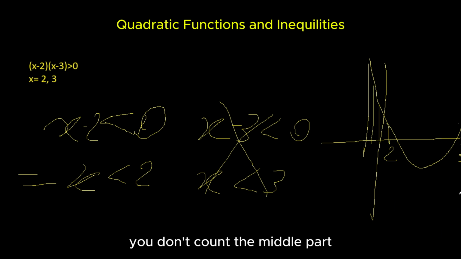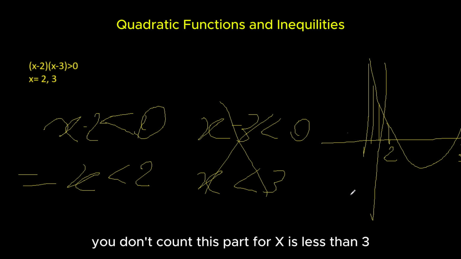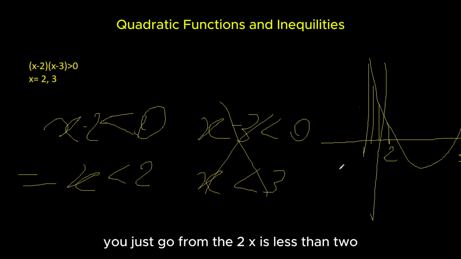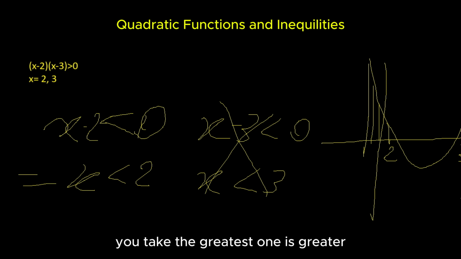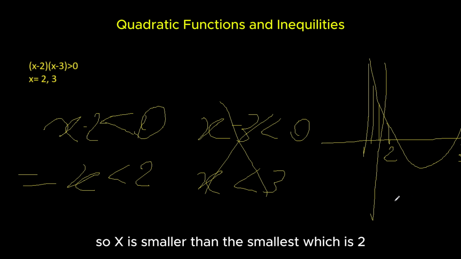So x will be on this side. You don't count the middle part. You don't count this part for x is less than 3. You just go from the 2. X is less than 2. And the same thing for x is greater than 2 and 3. You take the greatest when it's greater and you take the smallest when it's smaller. So x is smaller than the smallest, which is 2, and x is greater than the greatest, which is 3.